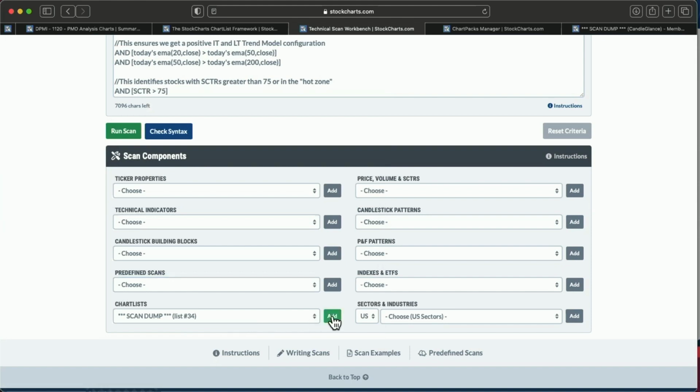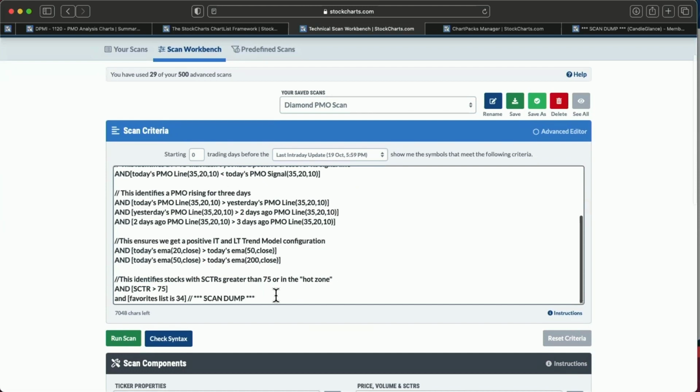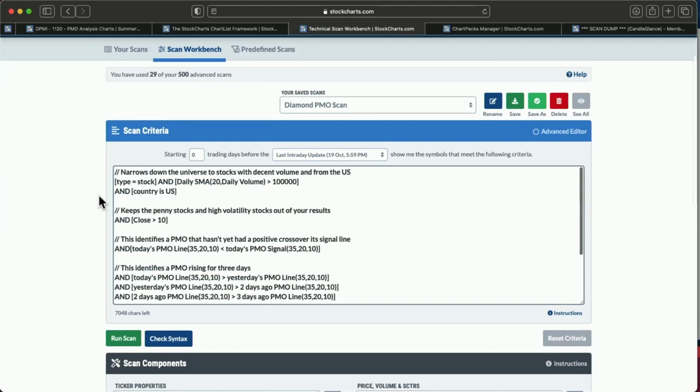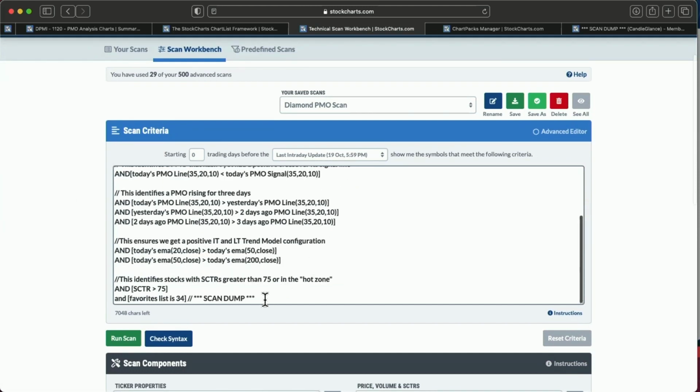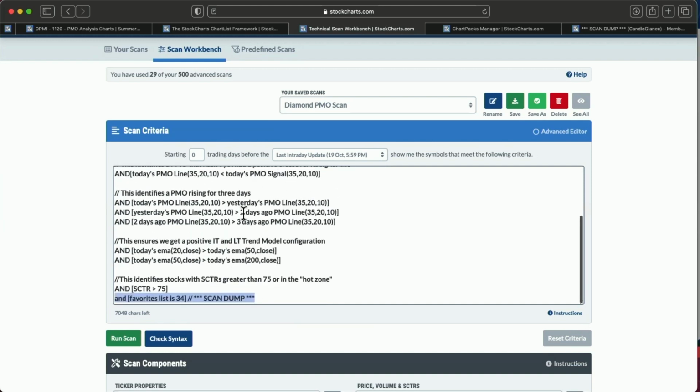So I'm going to add that to the bottom. It's going to add it to the bottom. And so now it's going to take all of this into account, but ultimately it's going to end up just looking at the stocks within my chart list. I can take this and put that at the top if I wish and overwrite that, but for the example today, I'm just going to leave it there.